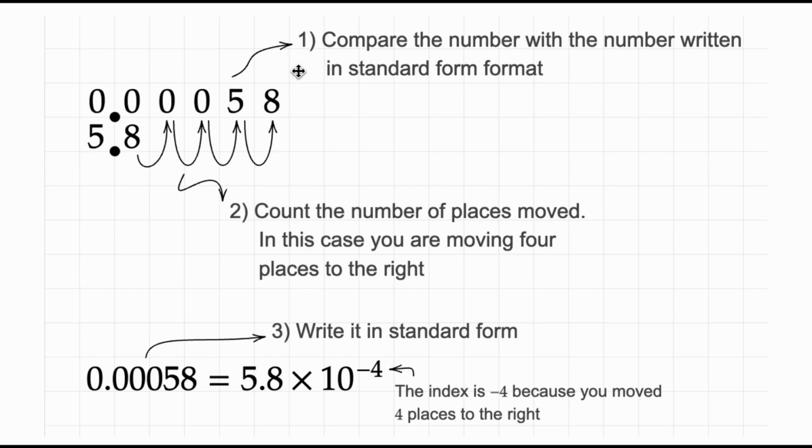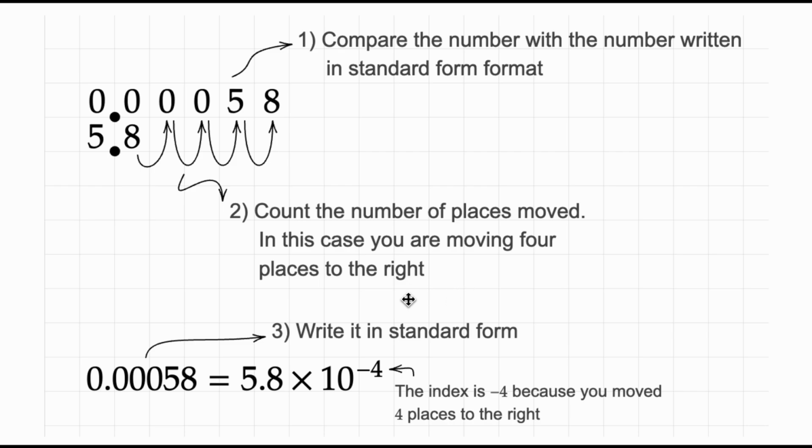So it's exactly the same as before. You compare the number, 0.00058, with the number written in standard form format, 5.8. So you need to count the number of places moved. In this case, let's start with the smallest digit because it's closer to the end. So 1, 2, 3, 4. It has moved 4 places to the right.